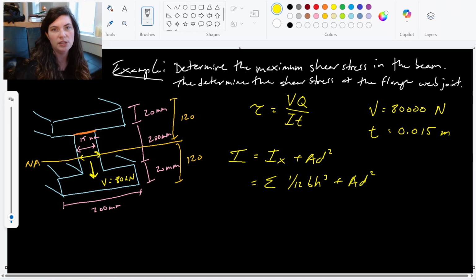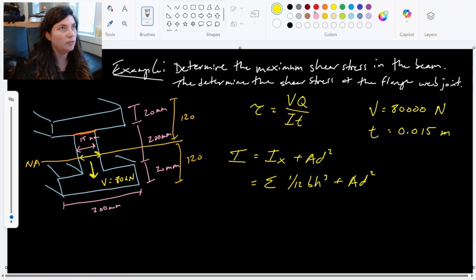Some people like to do this in a table format where you calculate the area, calculate A d squared, calculate the moments of inertia for every shape, and put them all in a nice table so you can add everything together. That's usually the way that I like to do it too. I'm a really big fan of table form. But for this one, I'm going to just plug them into the equation.